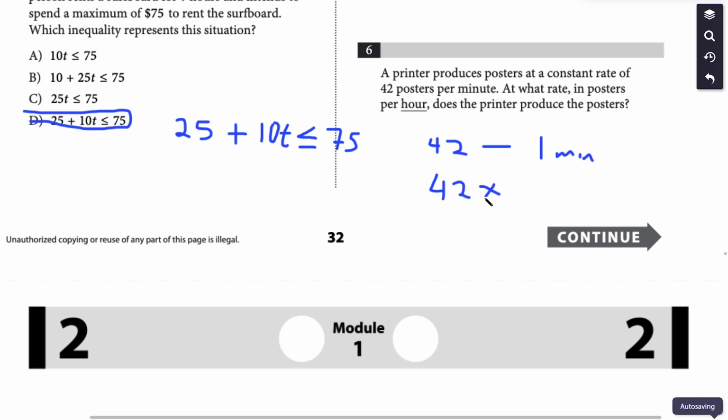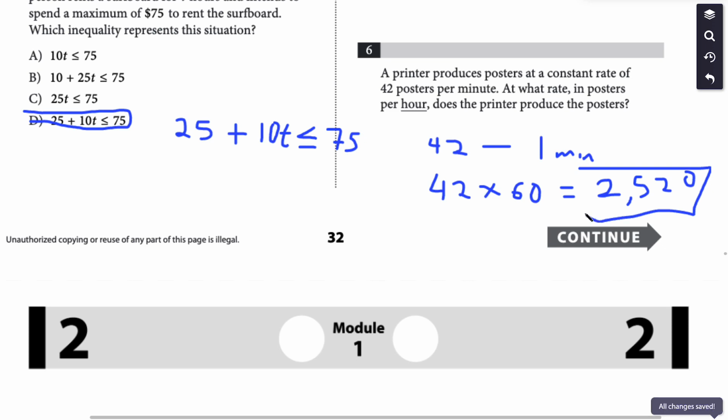So we can take this, multiply by 60, and we should get 2,000. Give me a second. 42 times 60 should be 2,520. So this should be the correct answer for this one.